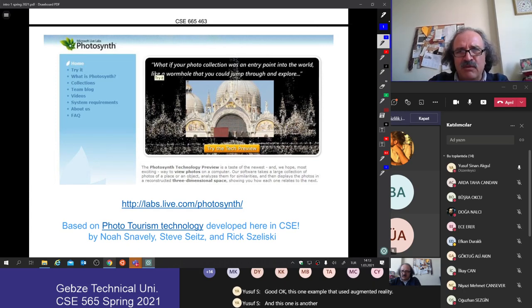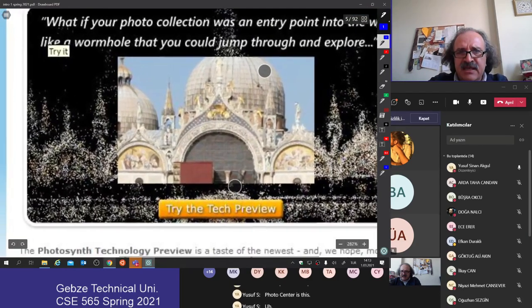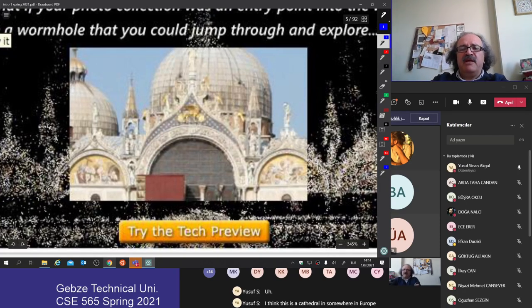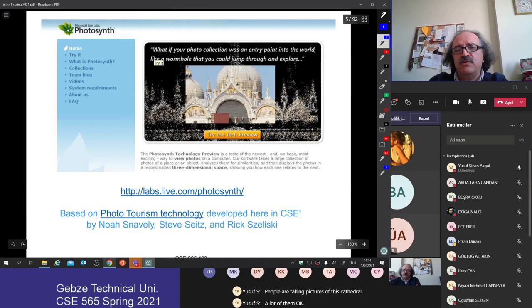Okay, this is one example that uses augmented reality. This one is another example. This is an old example, but it's a nice one to describe the functions of computer vision. Photosynthesis. I think this is a cathedral somewhere in Europe. People are taking pictures of this cathedral, a lot of them. The idea is this: if I put thousands of different images of the same place into the same system, can I recover the 3D structure of the whole place? The answer is yes. The more images, the better. For example, our Sultanahmet Square. Lots of people are taking pictures of it, and they are posting them on Facebook, on Instagram, on their web pages, etc.